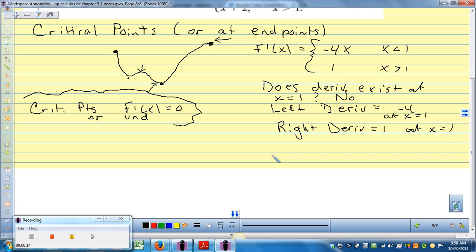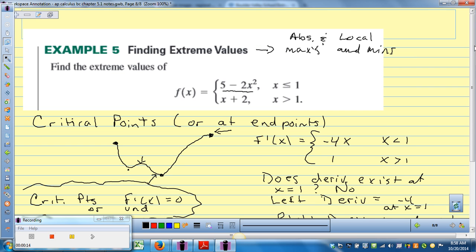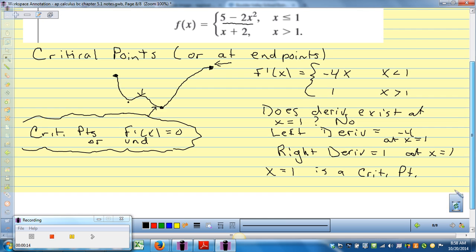Well, that means x equals 1 is a critical point, because that's where the derivative is undefined. Right? Critical points are where the derivative equals 0 or where it is undefined. So there's one of our critical points. Where's the other one? At x equals 0, because that makes our derivative equal 0.